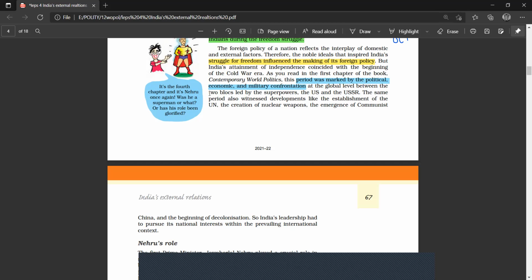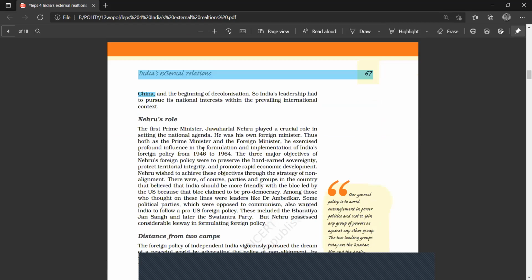At the global level, between the two blocs led by the superpowers, the US and the USSR, the same period also witnessed developments like the establishment of the UN. This is a very important thing that happened in world history. Creation of nuclear weapons, as we are going to read further ahead, and emergence of a communist China. So China also started to emerge as a communist country right around that time. And finally, the beginning of decolonization. I remember this question came in the mains exam: please elaborate on the process of decolonization.